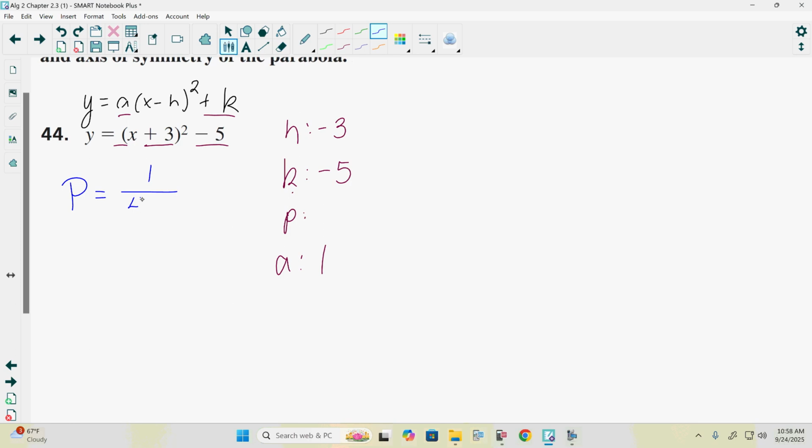Now the only thing that leaves us with is the value of p. P again is equal to 1 over 4a. We know what a is. A is 1, yes? So 1 over 4 times 1 is just going to be, well, 1 over 4, 1/4.